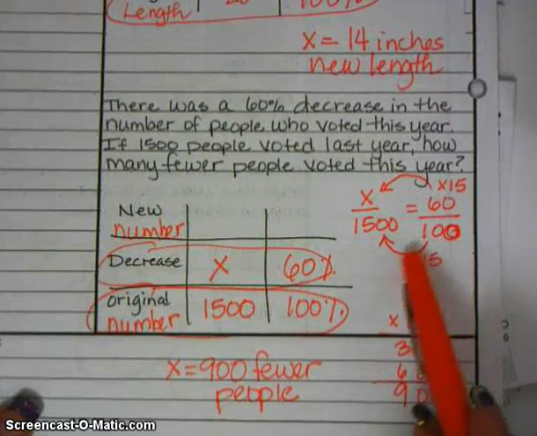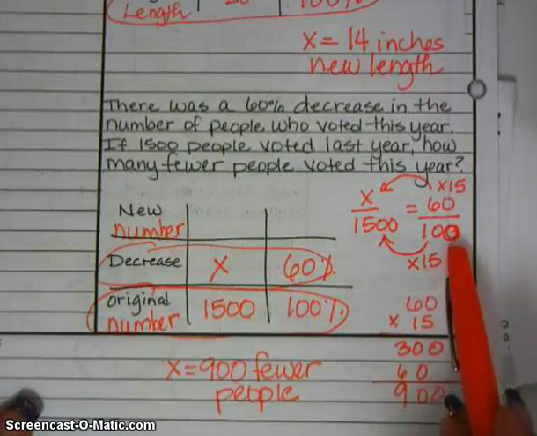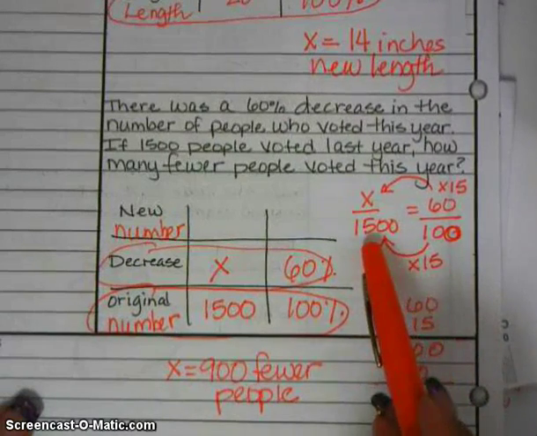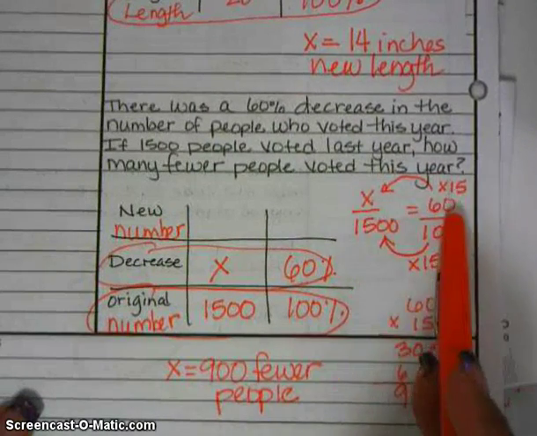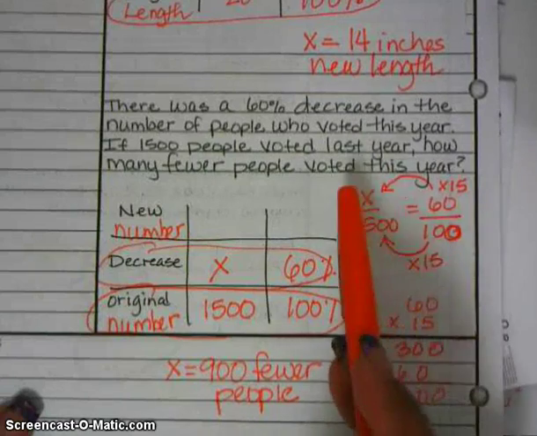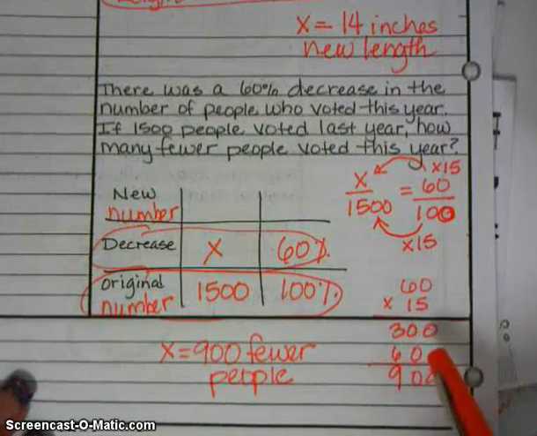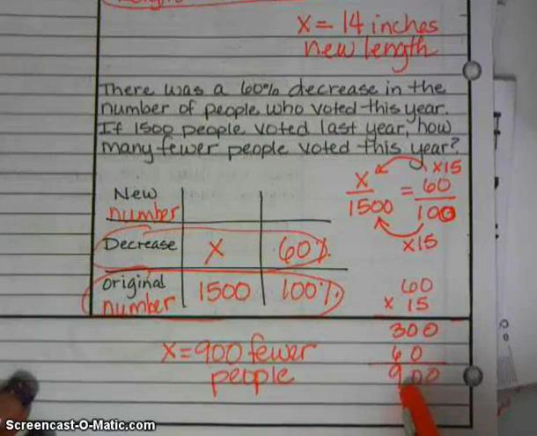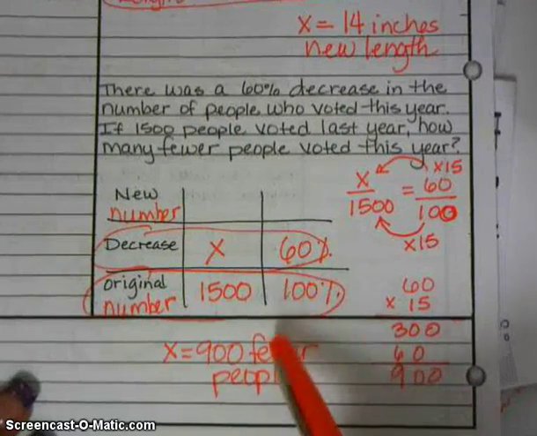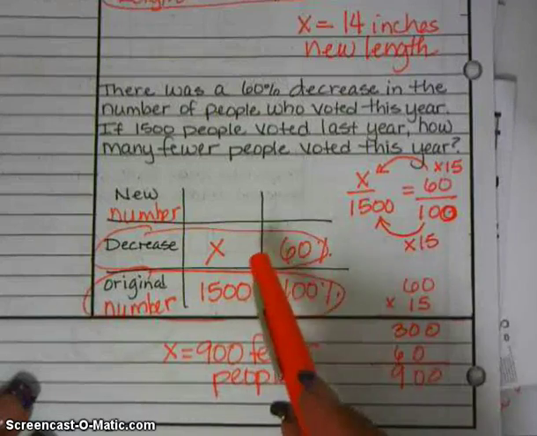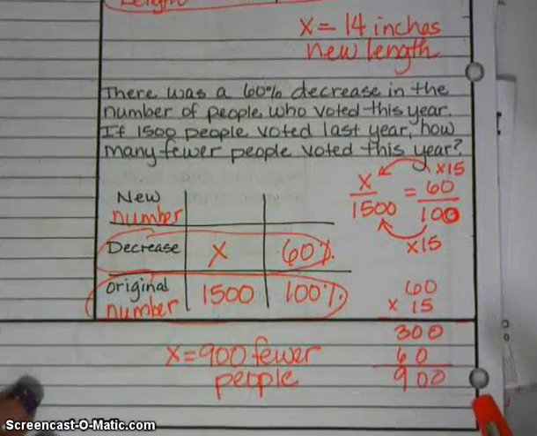I saw a relationship between my numbers. I know that if I multiply 100 times 15, it gives me 1,500. So I know that I can multiply 60 times 15 to give me x. When you do that and put it in your calculator, you will see that your x is going to equal 900. And so we had 900 fewer people who voted this year.